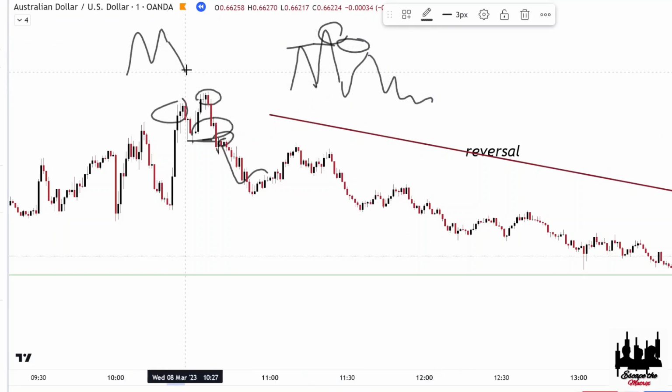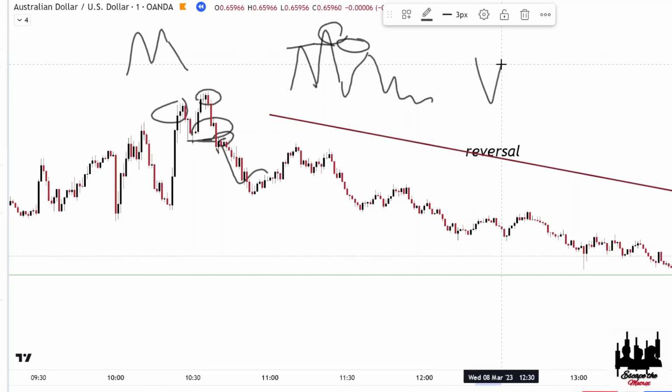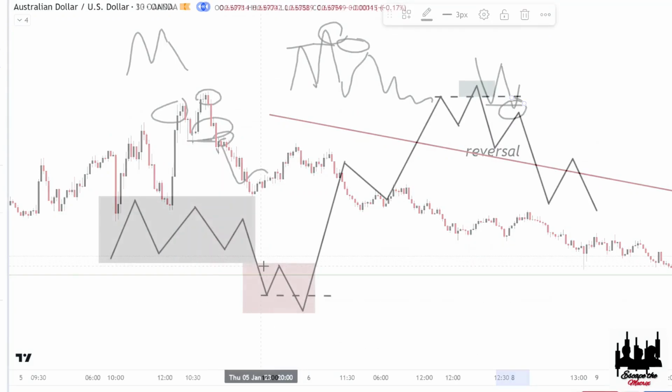So the reversal is an M, or if it's a bearish reversal going bullish, it would be a W, with what? The second leg longer than the first leg, initiating the trap. Let's go over this one more time for a quick overview.